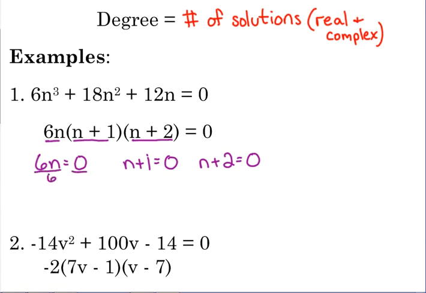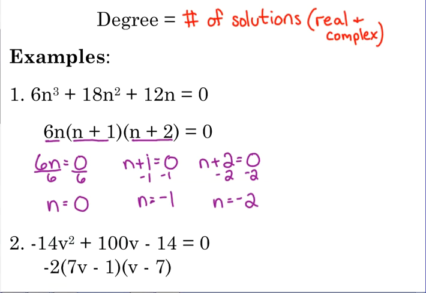So for the first one here, 6n is equal to 0. We need to divide both sides by 6. So that ends up giving us n equals 0. We need to subtract 1 from each side for the second one. So that gives us n equals -1. And we need to subtract 2 from the last one. That gives us n equals -2.